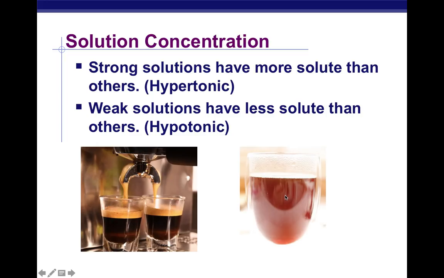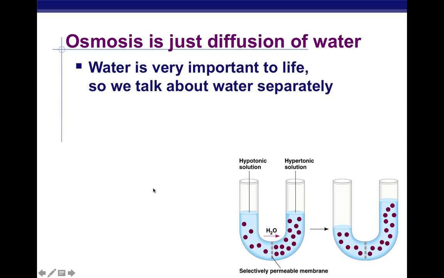Over here, this is weak coffee. And see, it doesn't even look like coffee. It looks more like tea. So it's much lighter in color. It doesn't have as much solute. So think of this like hypotonic. Hyper means more. Hypo means less. Okay? So keep that in mind as we move through this.